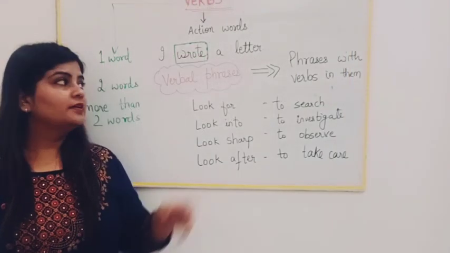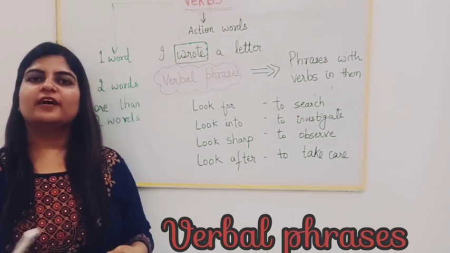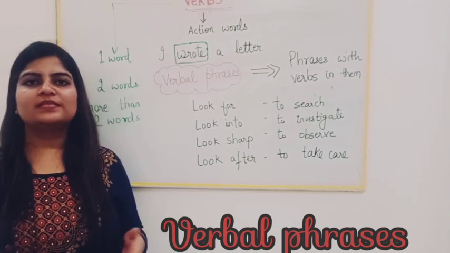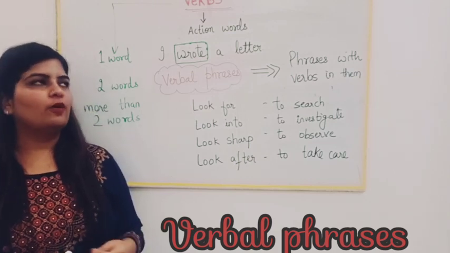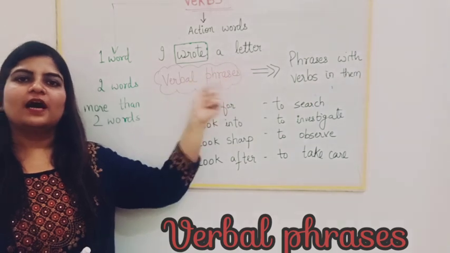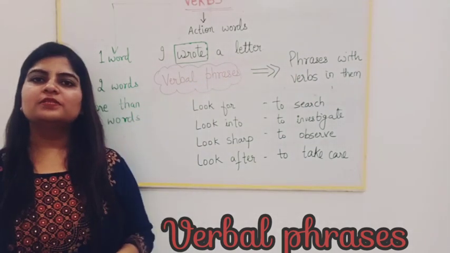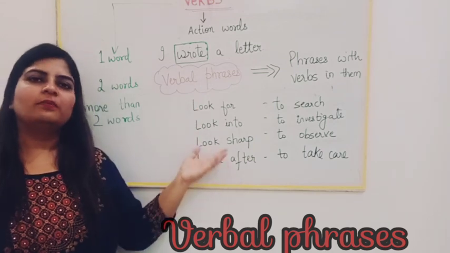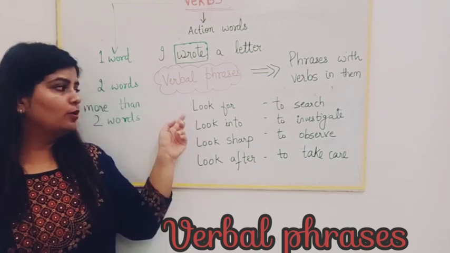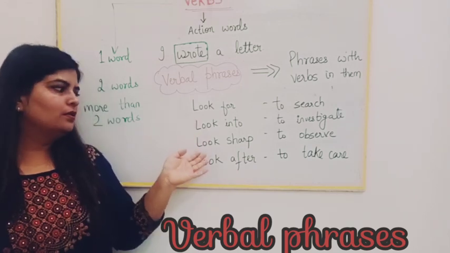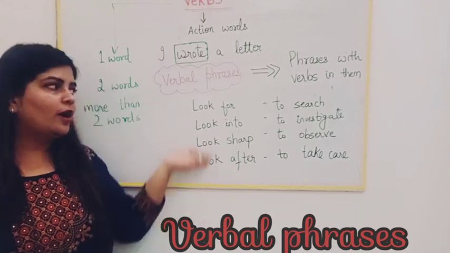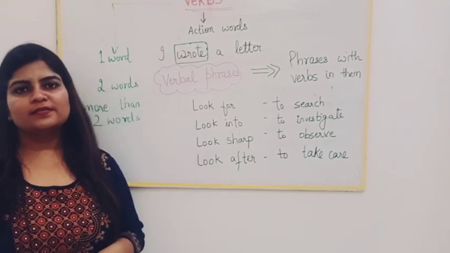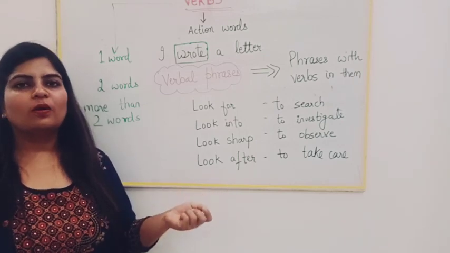So here is a term, verbal phrases, and we have understood what phrases in sentences are: when two or more than two words come together and have a meaning, they form a phrase. And verbal phrases are those phrases which have verbs in them. For example, if we take a verb look, we can form various verbal phrases like look for, look into, look sharp, look after. They all have different meanings. That means you can form a number of phrases by just changing a preposition or a word.